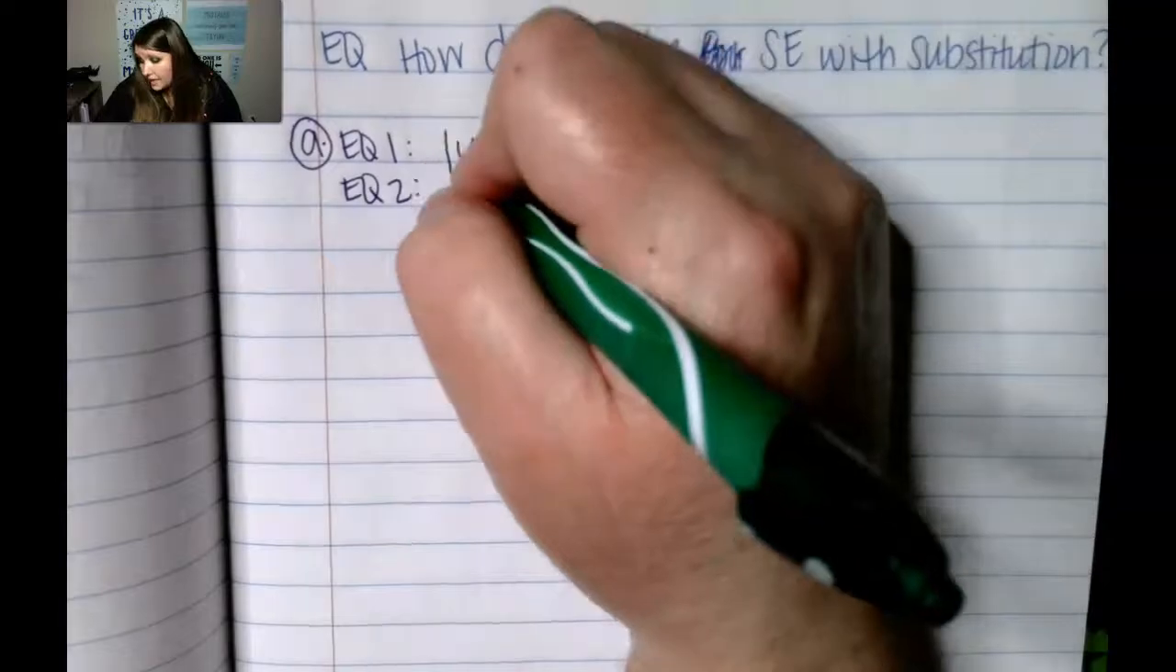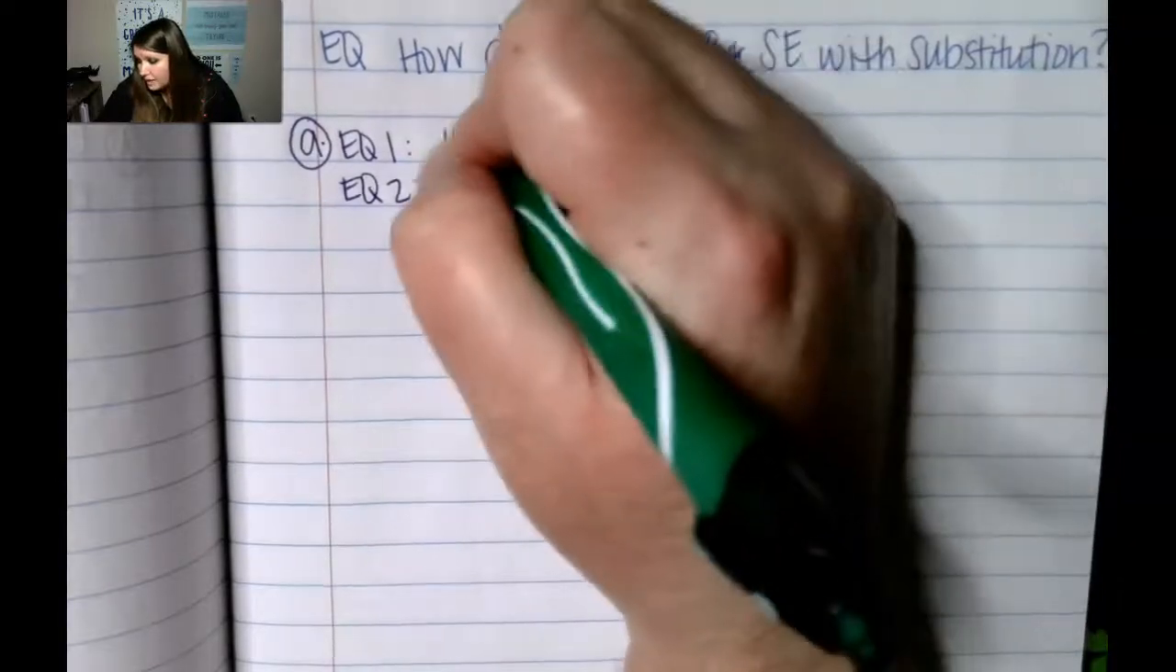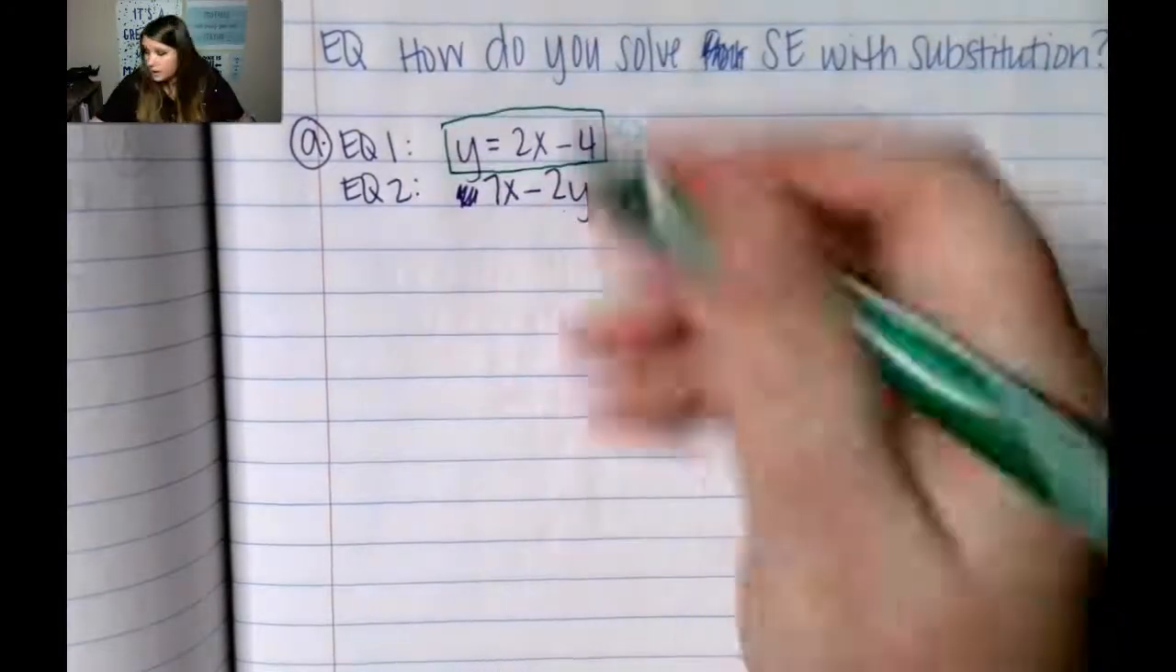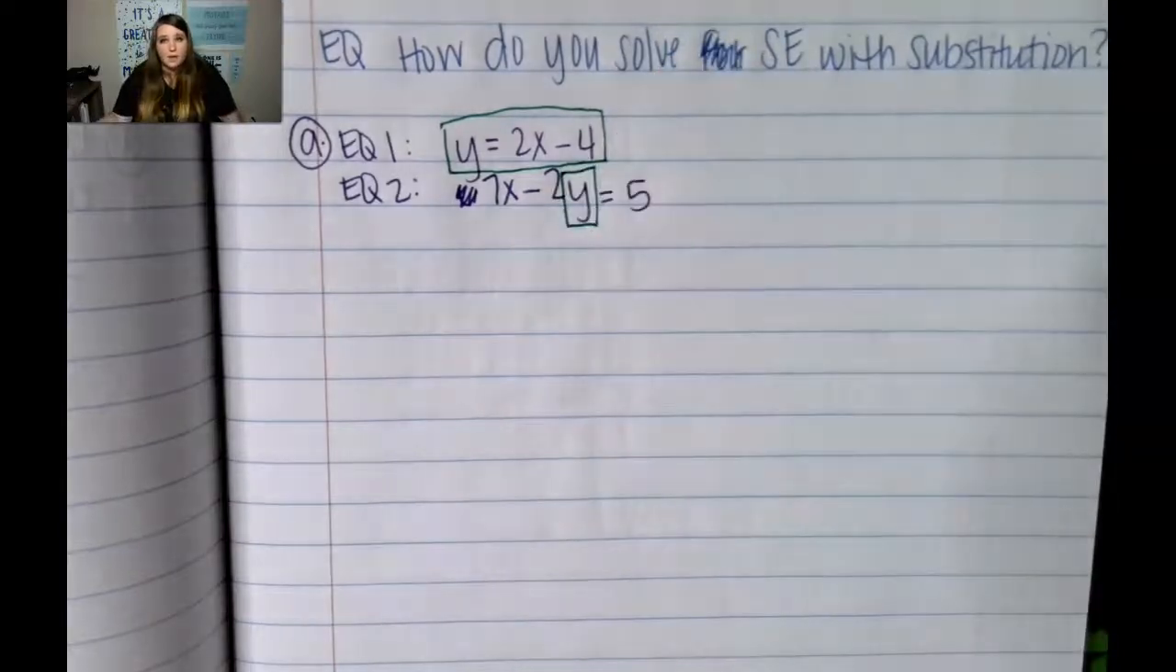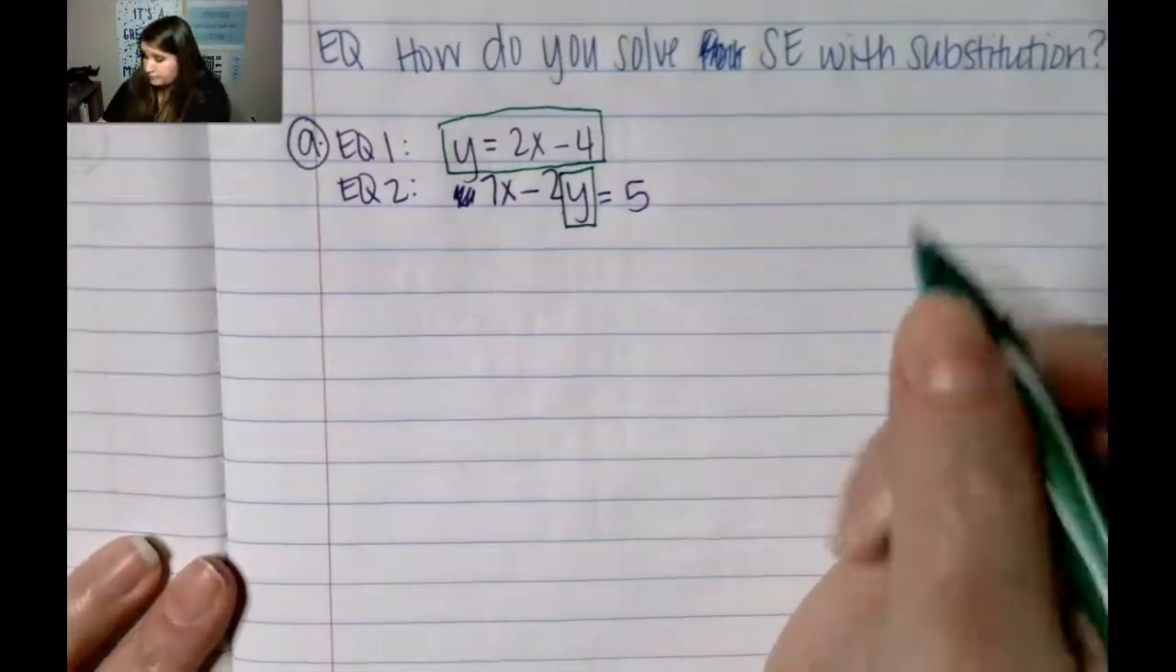So we're going to take equation 1, y equals 2x minus 4, and we're going to put it in right here for this y. Eventually, our job is going to be to solve for x. So again, same exact process. We're trying to solve for x values and for y values. But we're going to use the information that they give us to work through these equations.